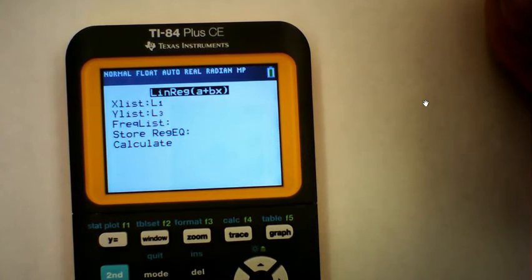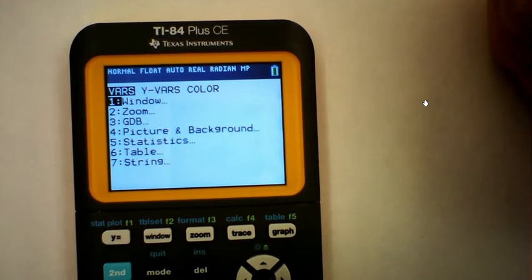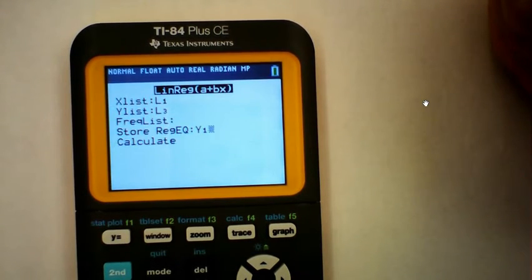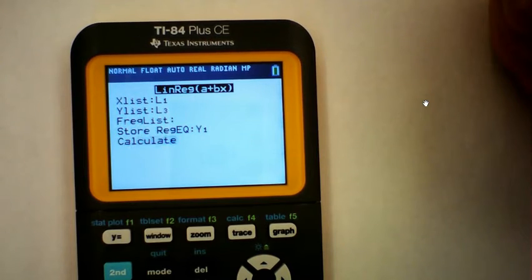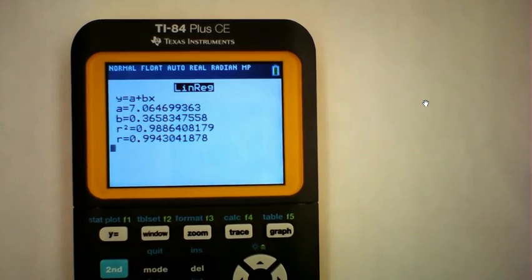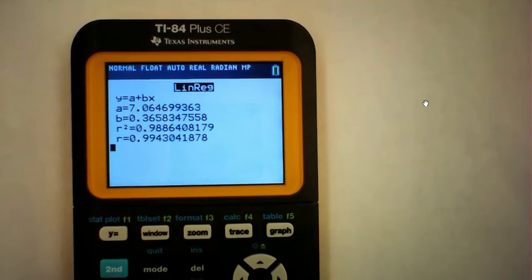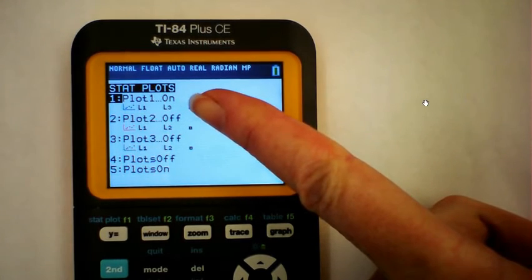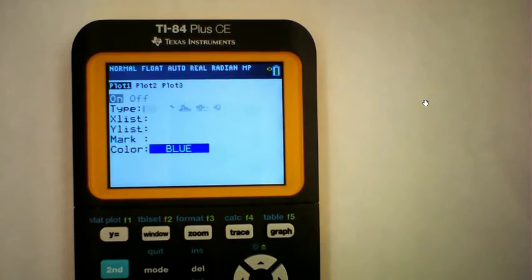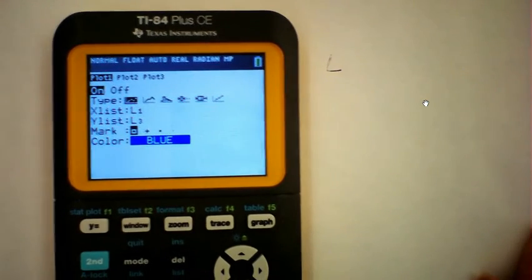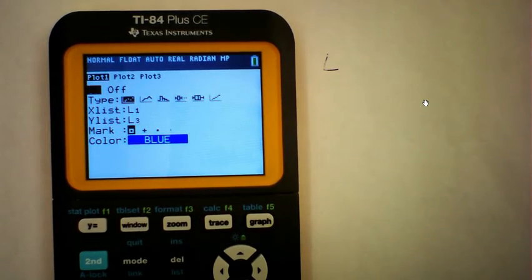You hit VARS, and then it says Y-VARS, Function, to put it in Y1, and then it's going to store the equation in there. Calculate. Okay, so that's stored in, and now I want to graph it. So I'm going to go into my stat plot, which I actually already have on, and I want to do the scatter plot to check the L for linear.